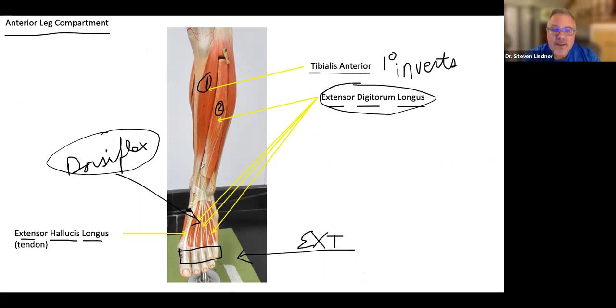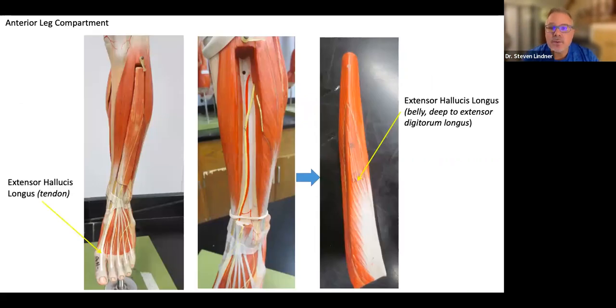So you can see right here, there's a slit. We can take that and we can pull it away. And when we do, right here is the extensor digitorum longus cut away. There's the extensor digitorum longus. We cut it away so we can see what's deeper to it. So here is the extensor hallucis longus tendon right here. And here, if we pull this away, let me outline it. We're looking at this from the posterior.